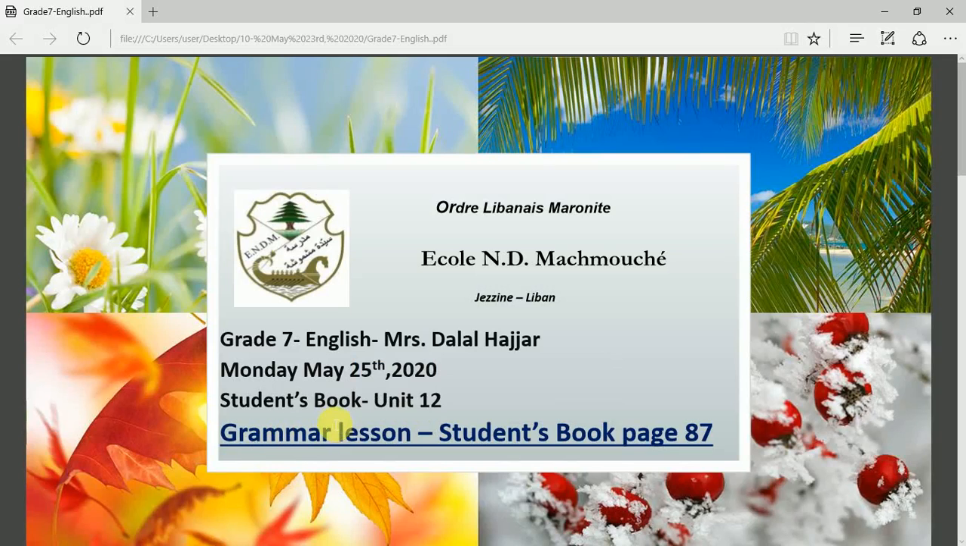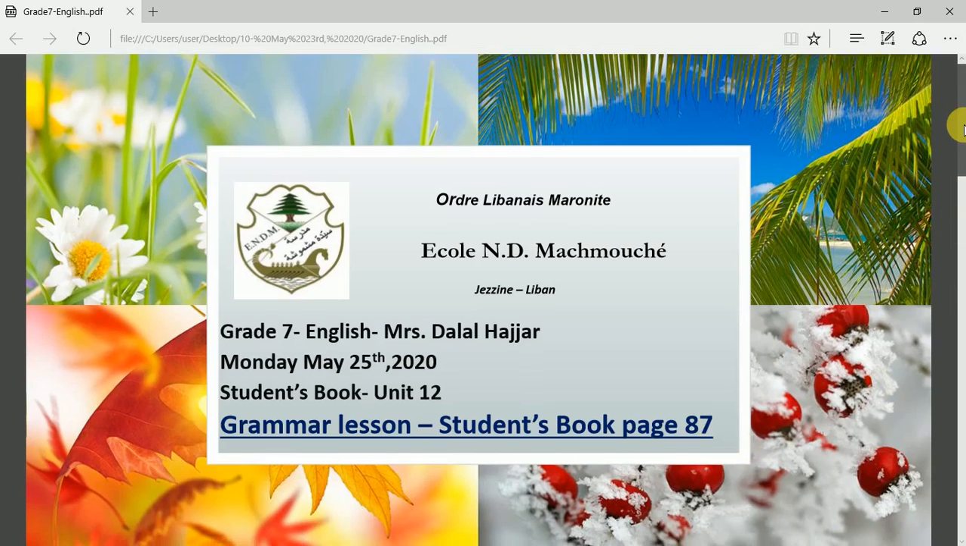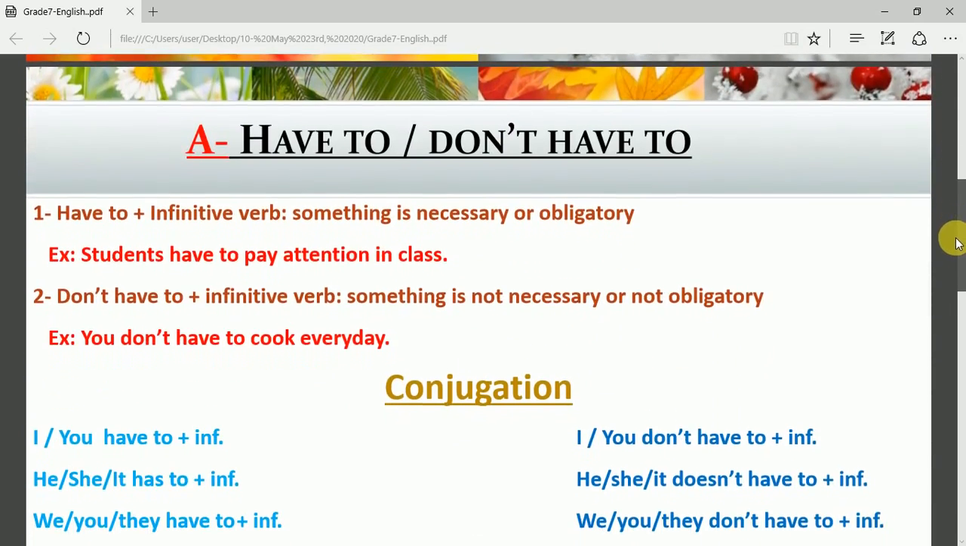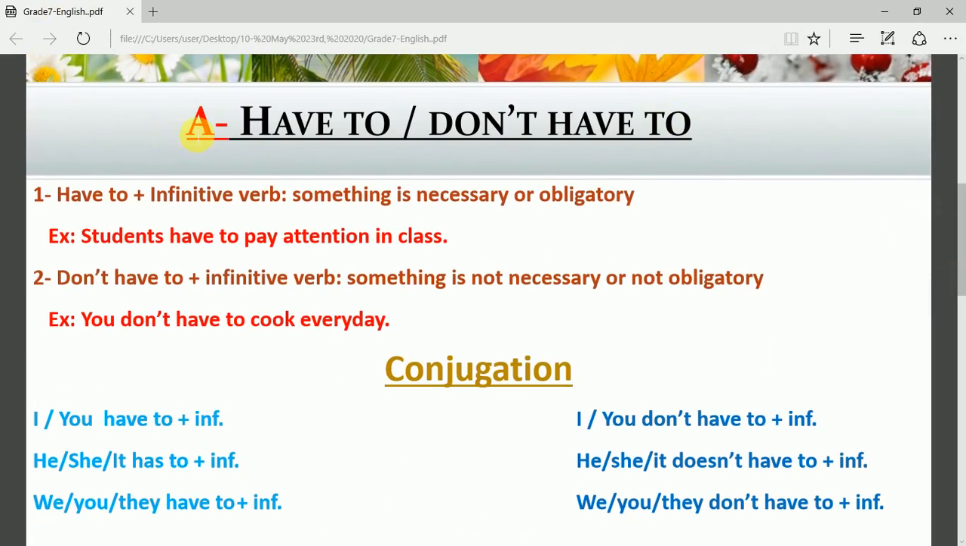Well, moving on with Unit 12 in Student's Book, I am going to explain a grammar lesson. So you open your Student's Book, page 87. A. Have to, don't have to. So, what does this verb mean and when do we use it?